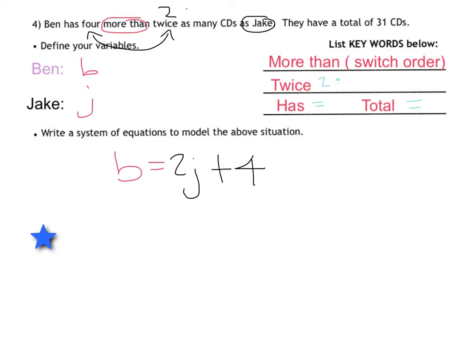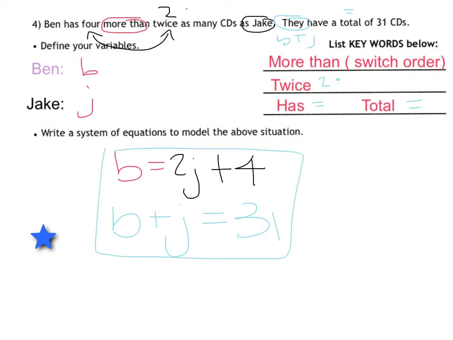Now the second equation is going to be in the second sentence. They. Who are they referring to when they talk about they? When they say they, it means Ben and Jake. Total, we know, means equals. So they have a total of 31. So Ben plus Jake have a total of 31 CDs. So hopefully we understand that. That's all we're doing right there. You can stop. That's 2 equations. That is a system.